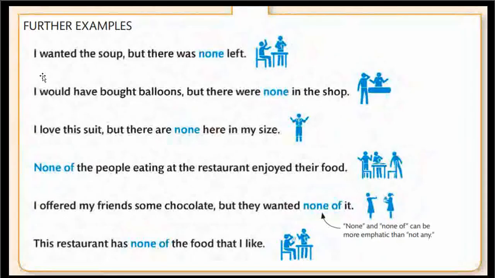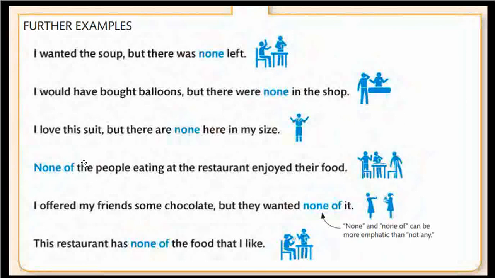Now let us see certain examples based on what we have just seen regarding the word none. I wanted the soup, but there was no soup left. There was none left. I would have bought balloons, but there were no balloons in the shop, or none in the shop. I love this suit, but there are no suits here in my size. There are none here in my size.